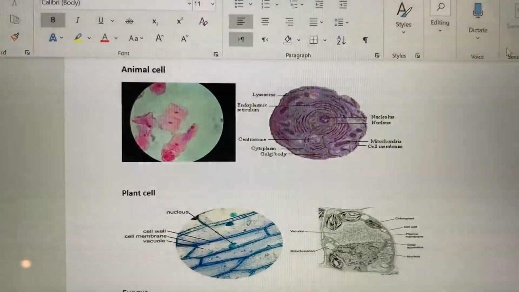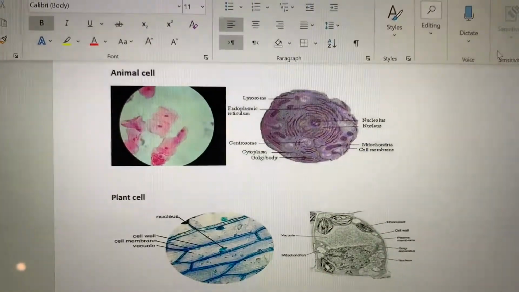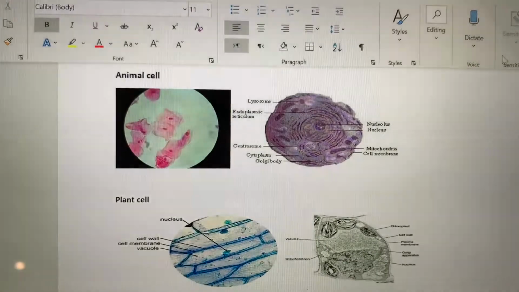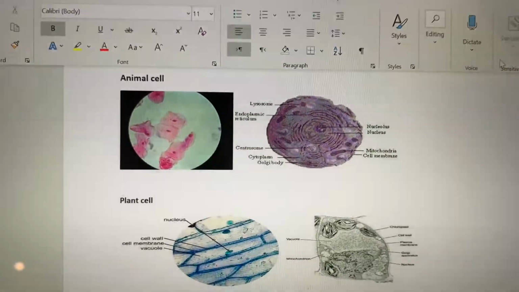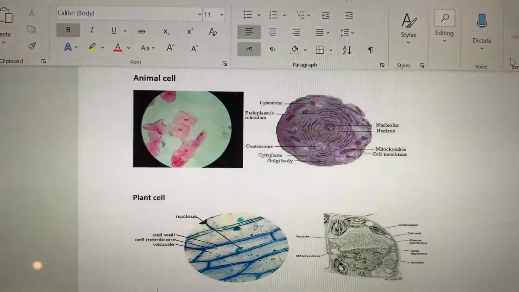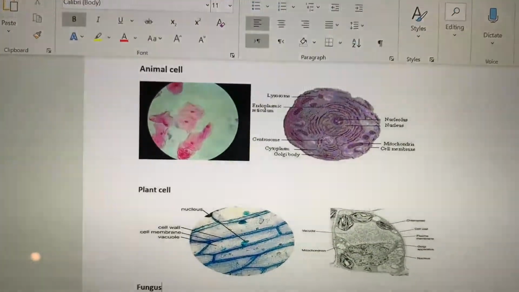As for the plant cell, it's rectangular in shape. This is cell wall. Right beneath it is the cell membrane, and this nucleus is always on the side due to the central vacuole that pushes the nucleus on the side.